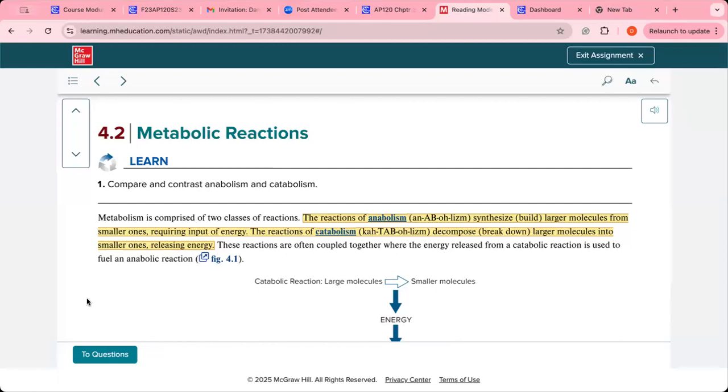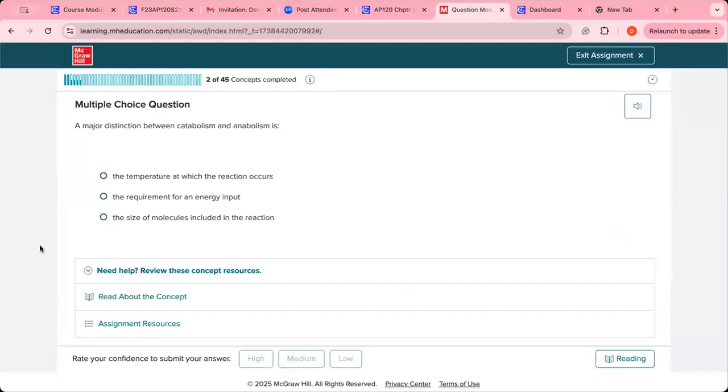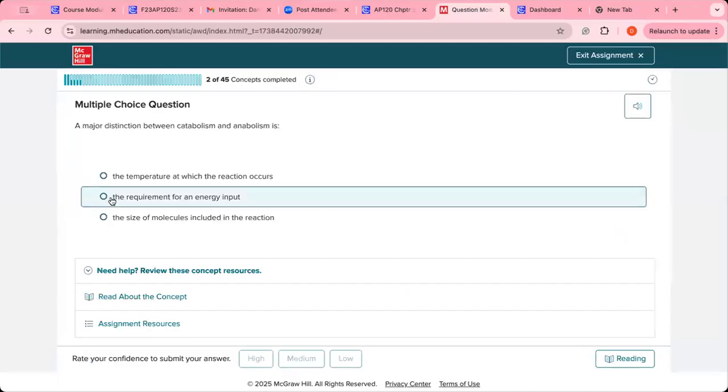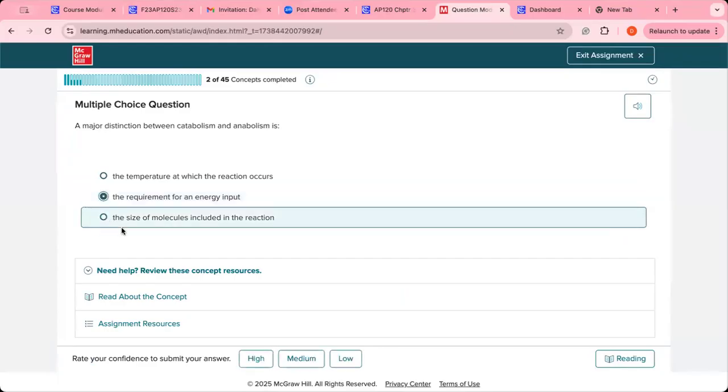Okay, so one releases energy, one requires that you put energy into it. So the requirements for an energy input. Yes.